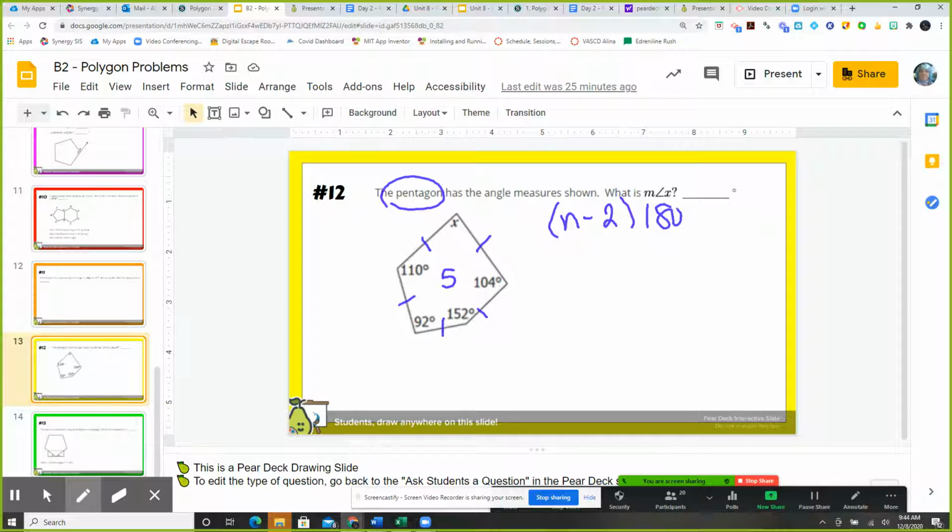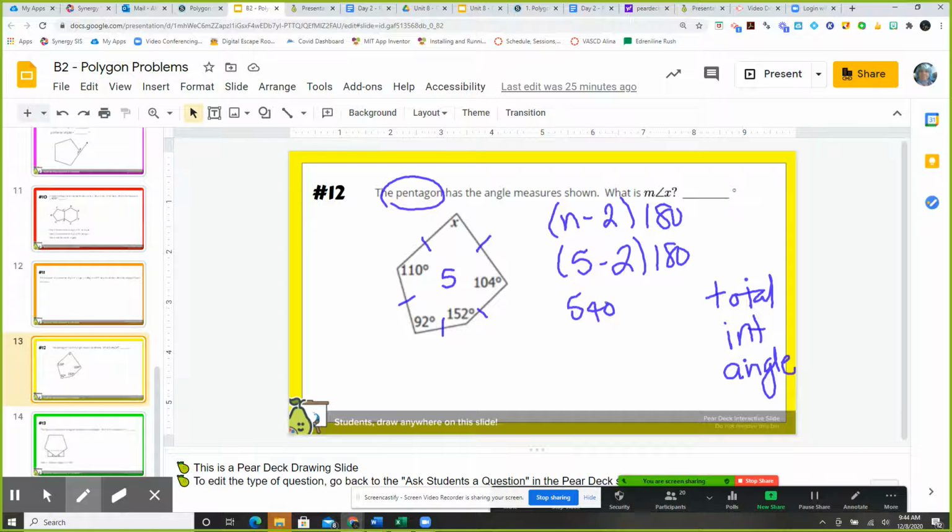And what's the n again? 5. So what's the total interior angle measure? And then what do I have to subtract out? 110, 104, and so on. 82? Do we agree?